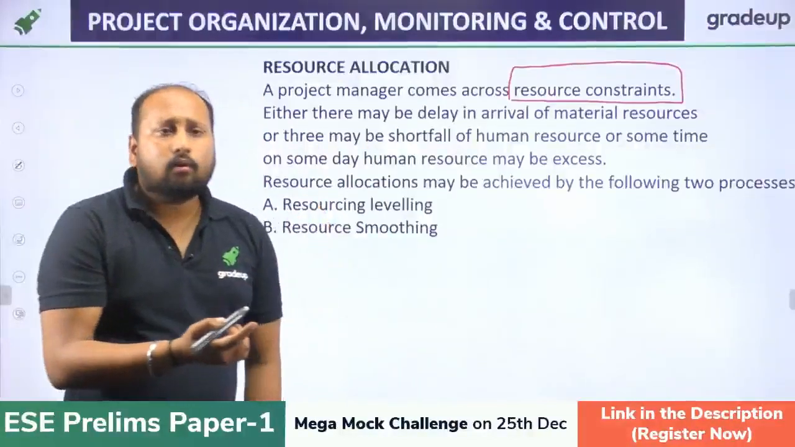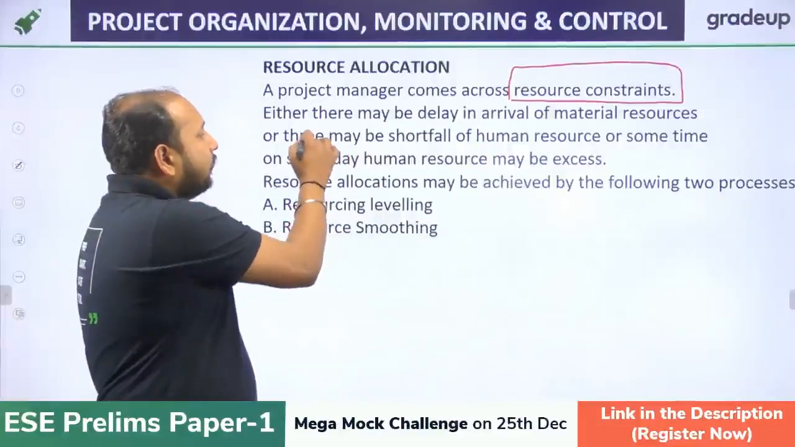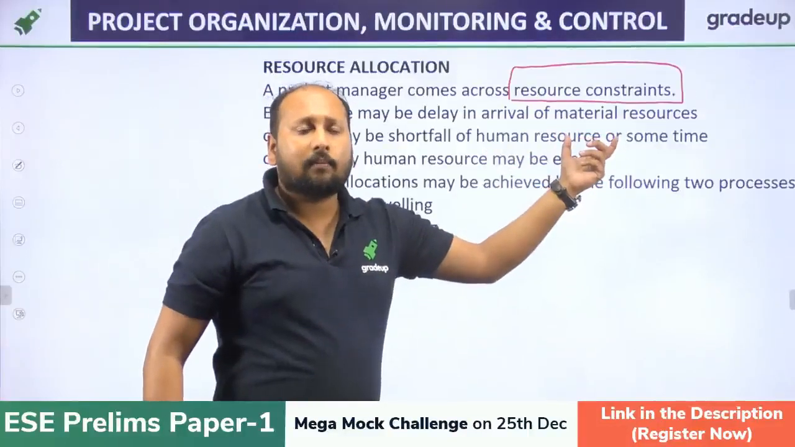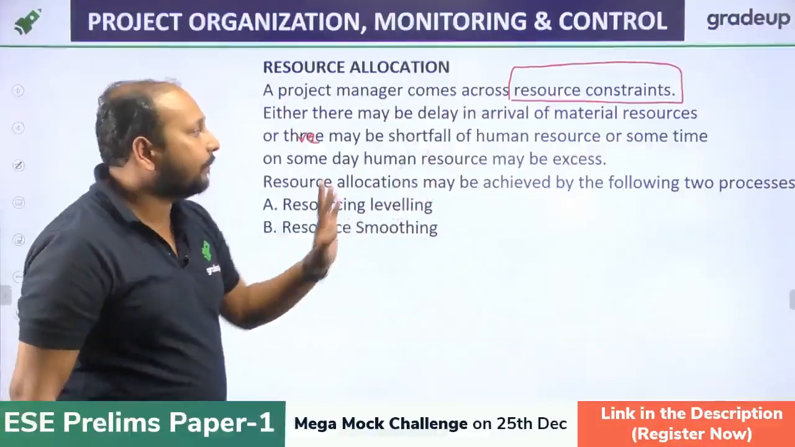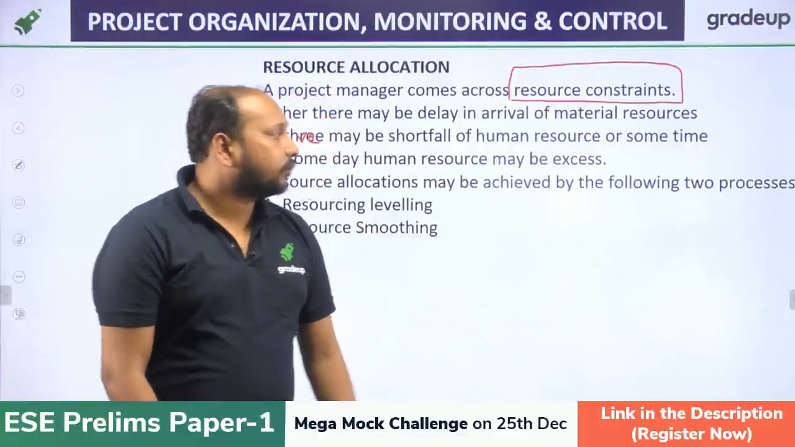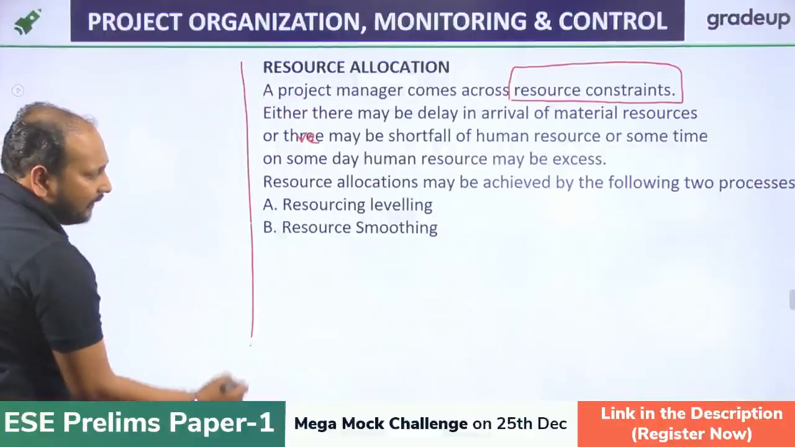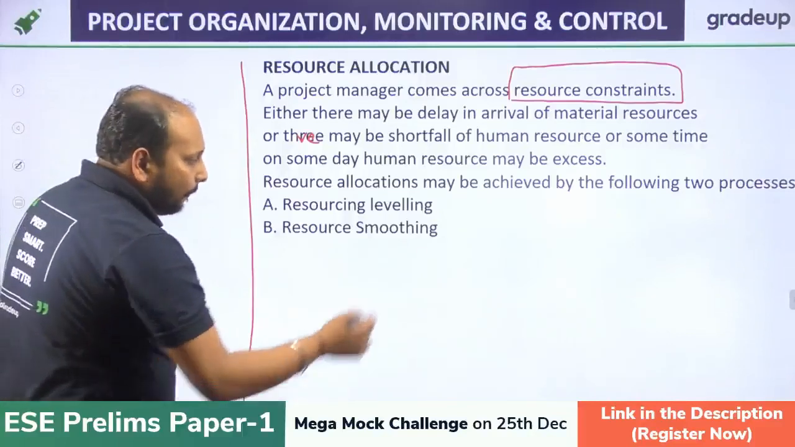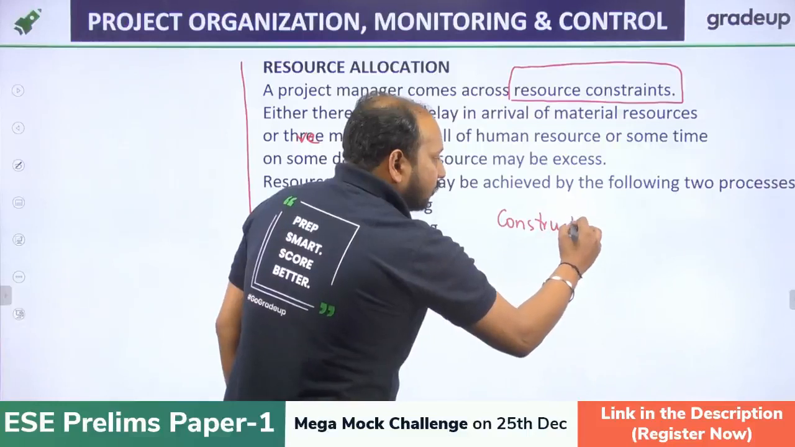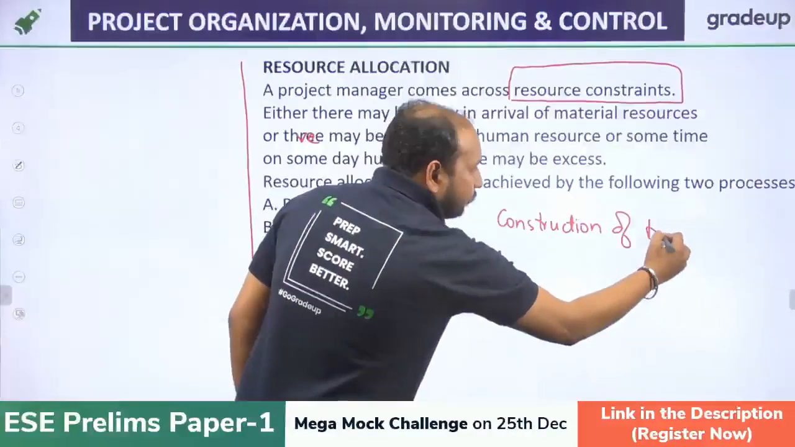They might be due to the non-availability or delay in the arrival of material resources, or there may be a shortfall of human resources. Human resources means we are talking about manpower. We will have a shortage of manpower, and sometimes we have an excess of human resources. Let me take one example, then that will be clear for you. For example, there is a construction of a building.